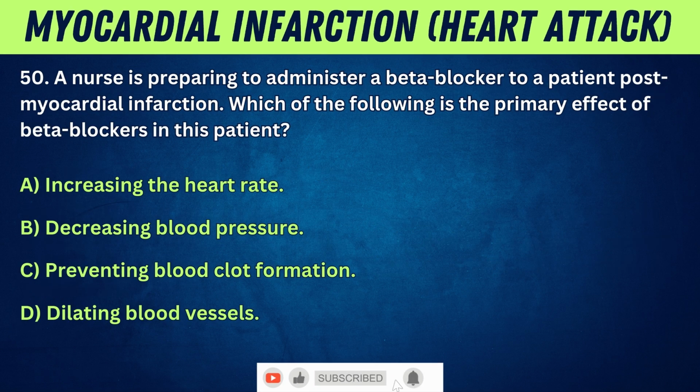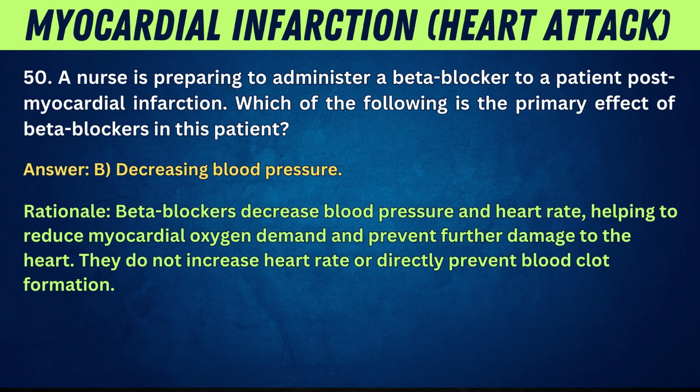50. A nurse is preparing to administer a beta blocker to a patient post-myocardial infarction. Which of the following is the primary effect of beta blockers in this patient? A. Increasing the heart rate. B. Decreasing blood pressure. C. Preventing blood clot formation. D. Dilating blood vessels. Answer: B. Decreasing blood pressure. Rationale: beta blockers decrease blood pressure and heart rate, helping to reduce myocardial oxygen demand and prevent further damage to the heart. They do not increase heart rate or directly prevent blood clot formation.